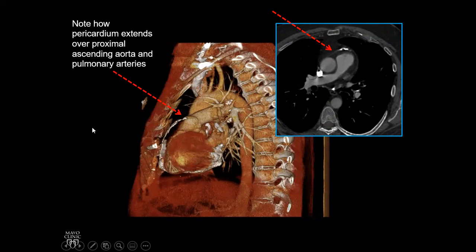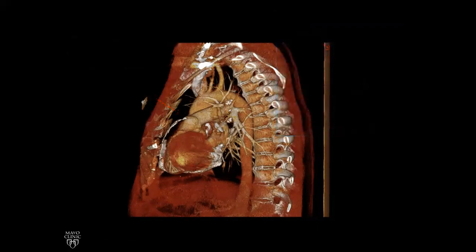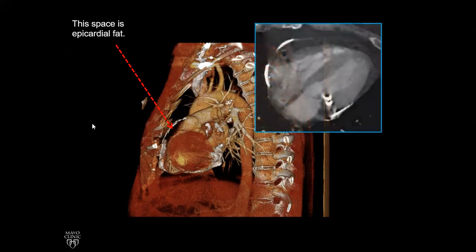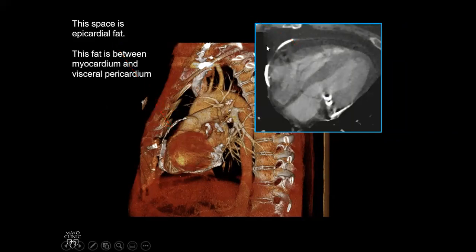The pericardium goes up pretty high over the great vessels, not just the heart proper. This little empty space here between the myocardium and the pericardium is epicardial fat. It's this fat that fills the space here. This fat is between the myocardium and the visceral pericardium. So the pericardium is two layers, and the layer that's closely adherent actually adheres to this epicardial fat. I used to think it adhered directly to the myocardial surface, but if there's fat on the surface, the visceral pericardium adheres there.